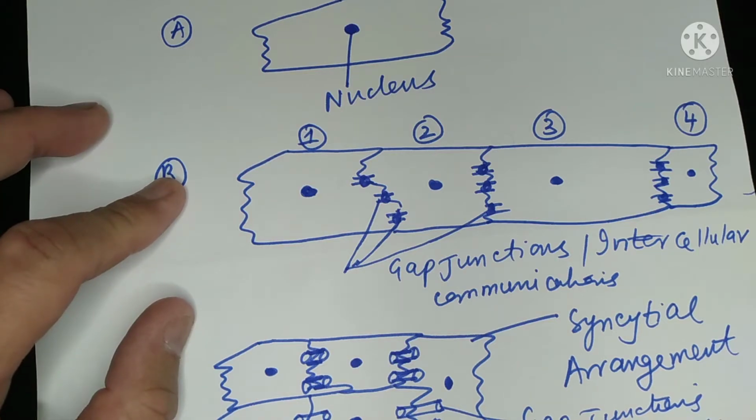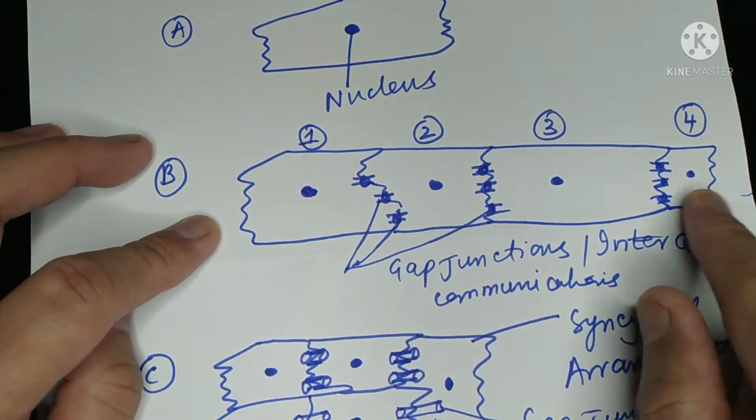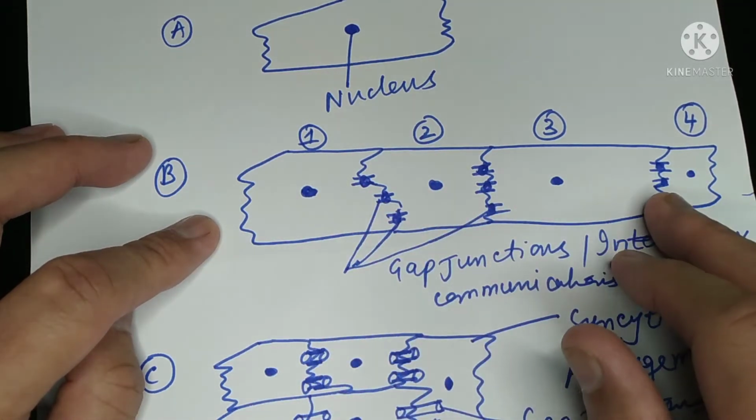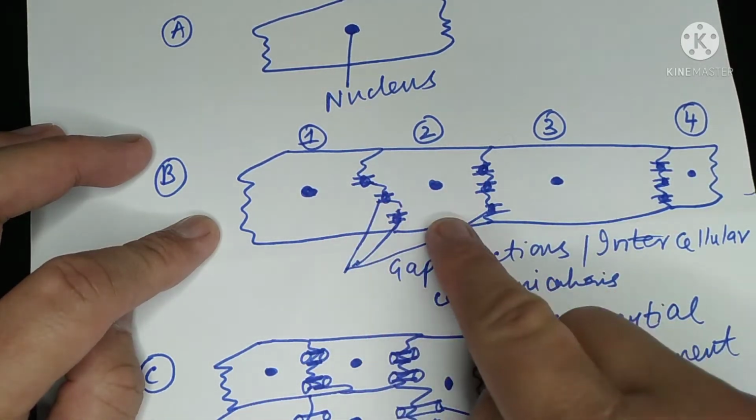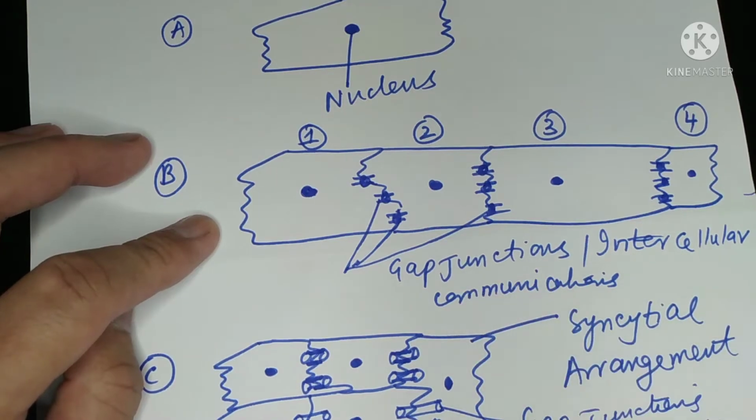You see, the heart contracts as one unit in the form of a chamber, a ventricular muscle or an atrial muscle. So that is why the cells are connected to each other in the form of a syncytial arrangement, or interwoven with each other, and are also connected to each other through small openings between the cells. These are known as gap junctions. Gap junctions or intercellular communications.